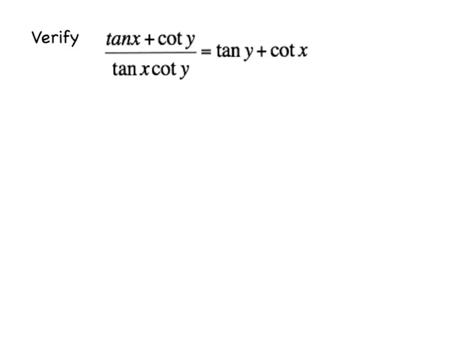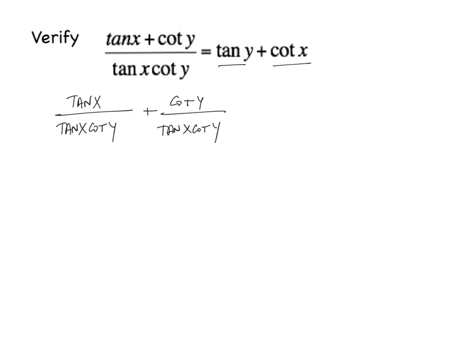Okay, this one is a little bit weird looking because of the x's and the y's. We haven't had two different variables. The beginning of the problem is one term, but in the end I have to have two terms. So I'm thinking, let's split the fraction up. If I split the fraction up, again, whatever my denominator is, that would be my common denominator. So each fraction gets that same denominator of tangent x, cotangent y.